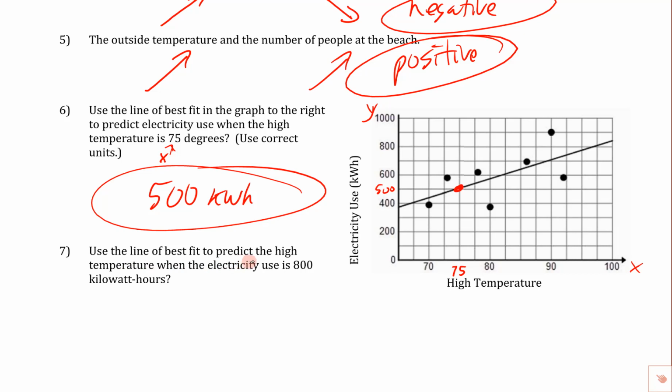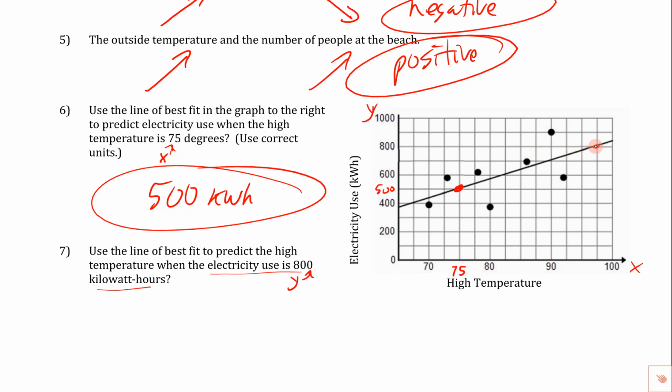It says use the line of best fit to predict the high temperature when electricity use is 800 kilowatt hours. So on this one it says 800 kilowatt hours. They're giving us the electricity use. They're giving us the Y value right here. So let's say that we've got 800 kilowatt hours. Let's slide over and find out what the line would say. So we're going to slide over on the 800 kilowatt hour line. We're going to get about right there.